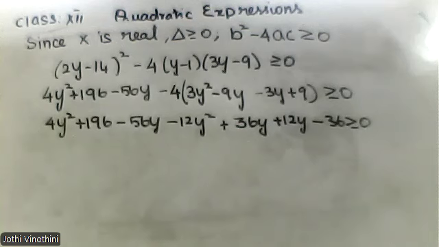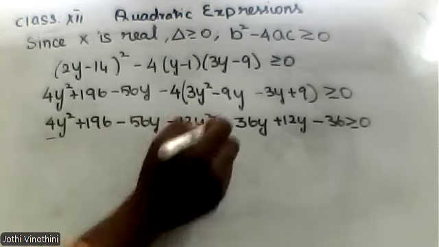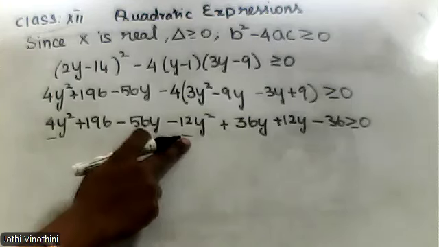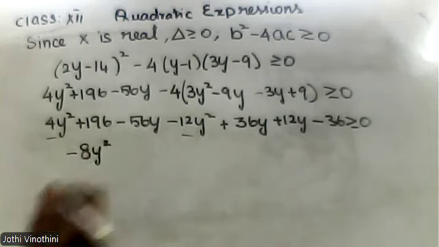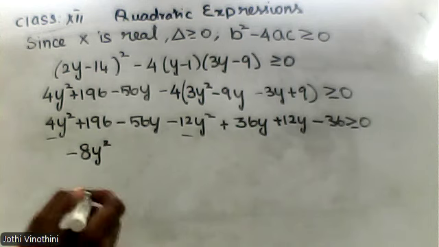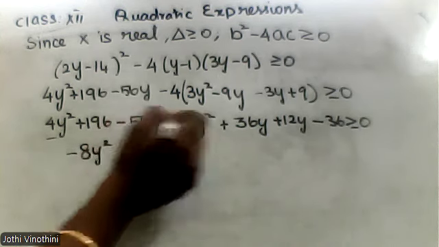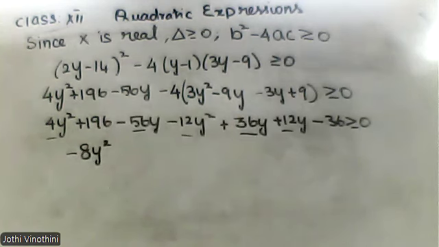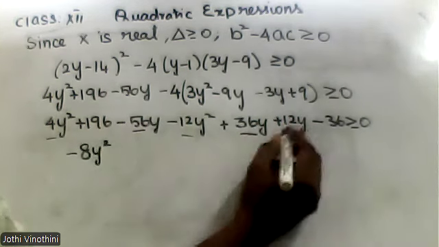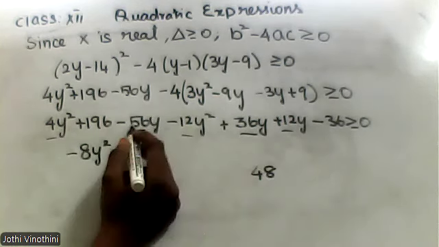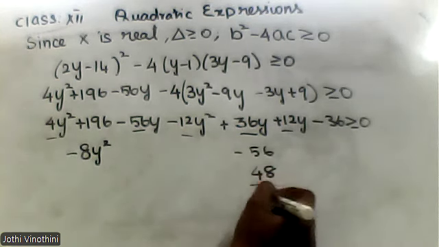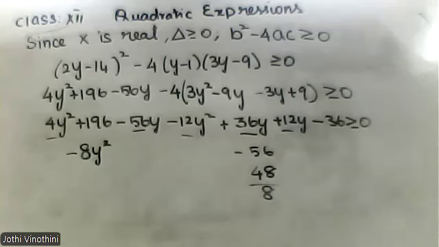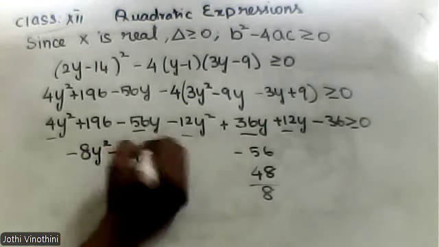Clear. So what are the y squared terms we have? These two. 4y squared minus 12y squared means we have minus 8y squared. Clear? Clear. So what are the y terms we have? Here one, here one, here one. Right? What is 36 plus 12? 36 plus 12 is 48. What we have is minus 56. When we subtract this, we will get 8. Clear? So it will become minus 8y.